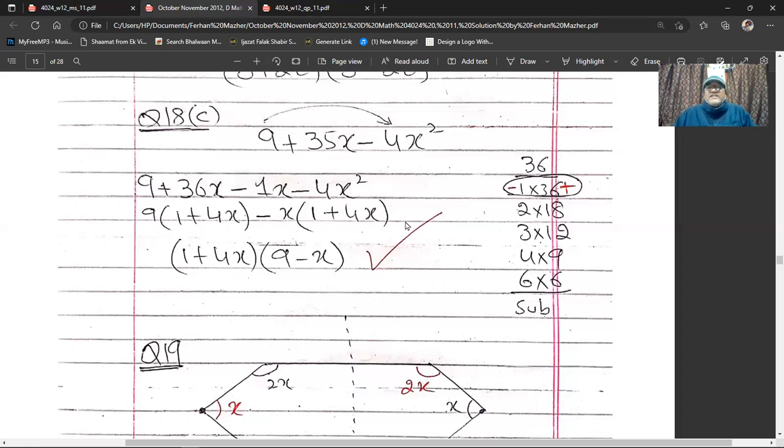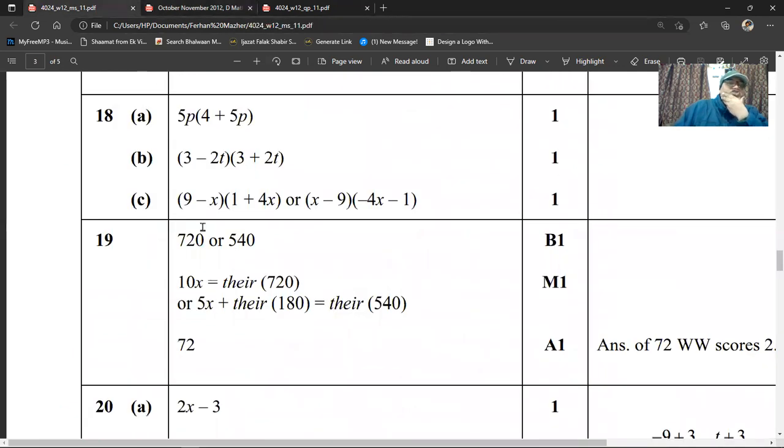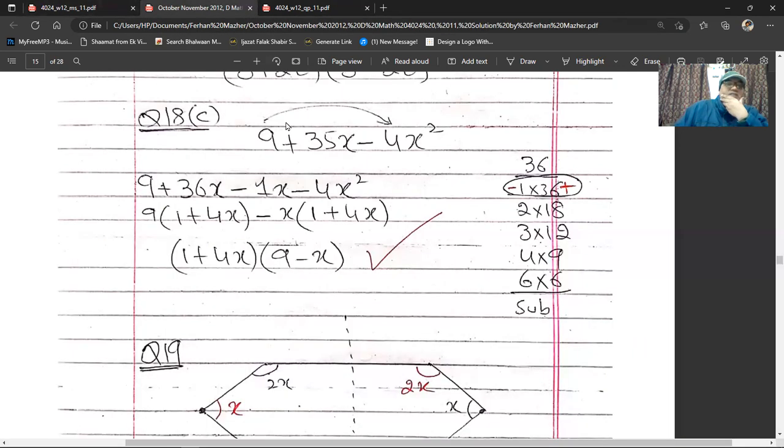Now from this term and this term, you can see this bracket 1 plus 4x is common. So take it common. From here, I will have 9. From here, I will have minus x. So this is how you will factorize with the help of the mid-term breaking. So let's check. 9 minus x into 1 plus 4x. That's the right answer, sir.